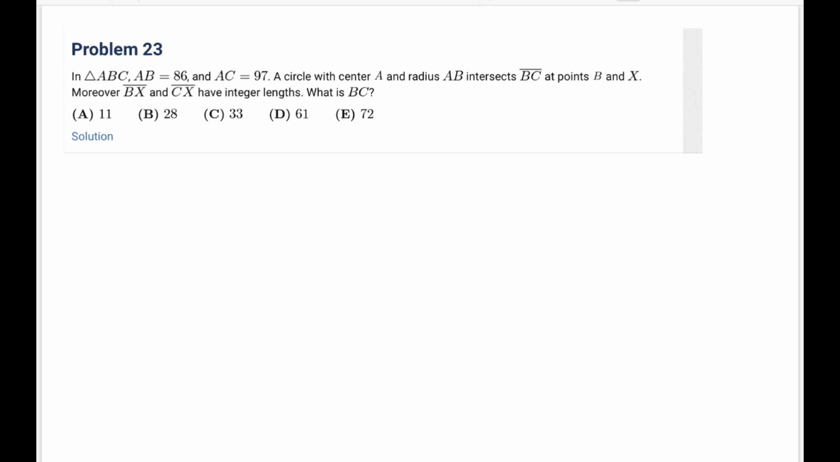Number 23, in ABC, AB equals 86 and AC equals 97. A circle with center A and radius AB intersects BC at points B and X. Moreover, BX and CX have integer lengths. What is BC?